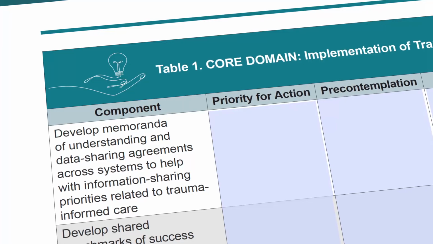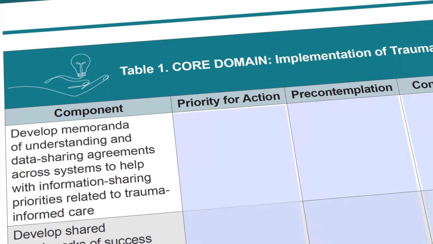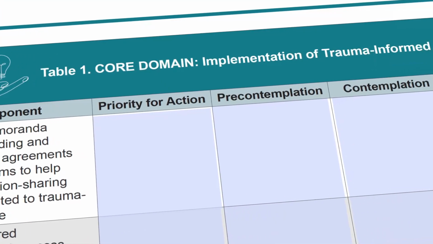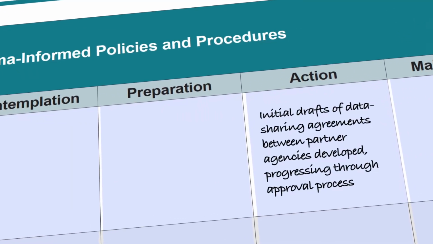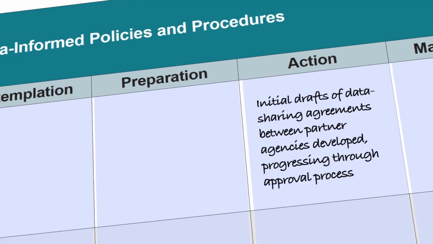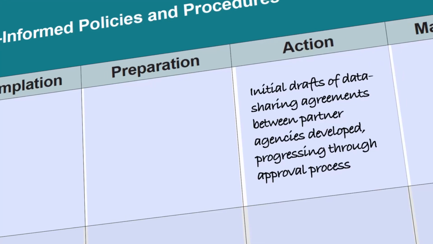If a collaborative team has begun developing data sharing agreements, text in the first cell in the column titled Action reads as follows: Initial drafts of data sharing agreements between partner agencies developed, progressing through approval process. But they are not finalized, the team in the action field could note, initial drafts of data sharing agreements between partner agencies developed, progressing through approval process.